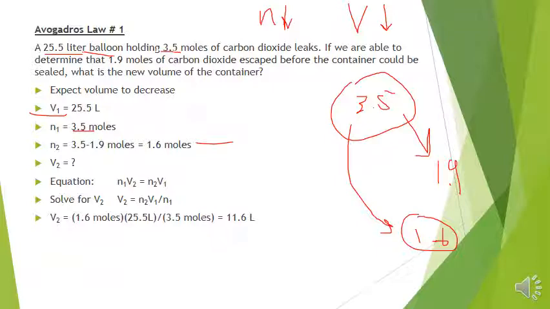All right, so we can figure out the volume. Here's our equation, and we want to solve for V2, so divide both sides by n1. We get that, then plug everybody in. So 1.6 times 25.5 divided by 3.5. If you notice, units cancel out, and you get liters, and volume has decreased. It's gone from 25 to 11.6. It's good to see that the numbers work out how you expect them to.